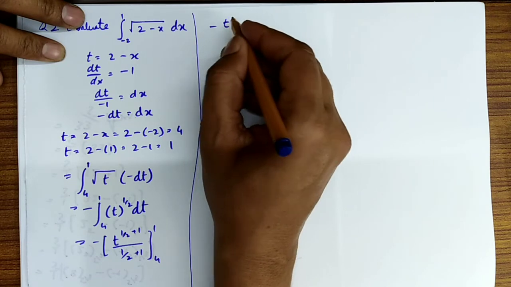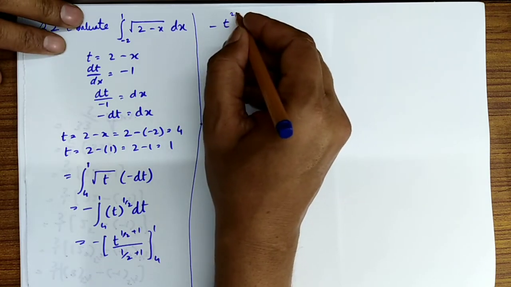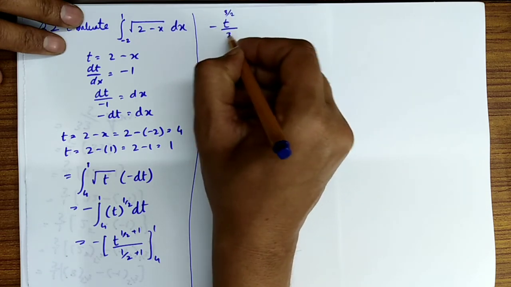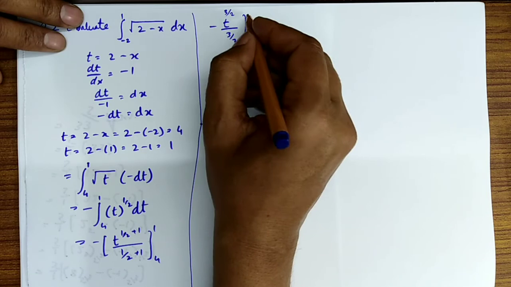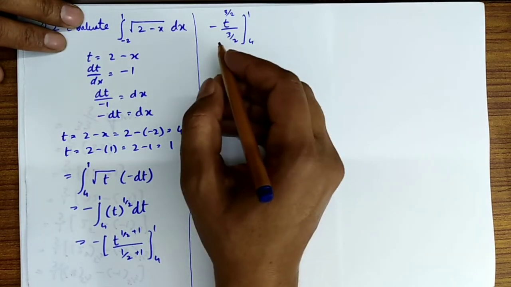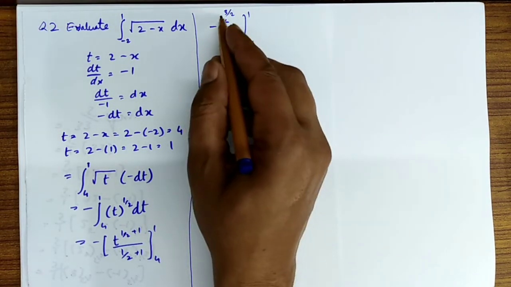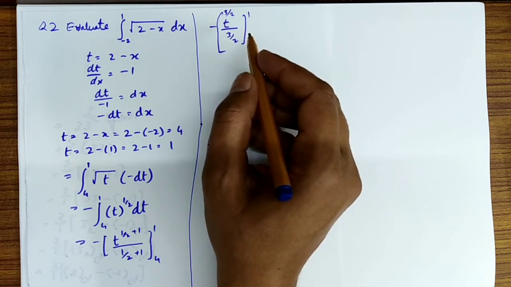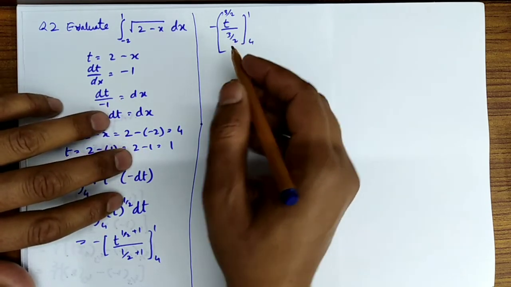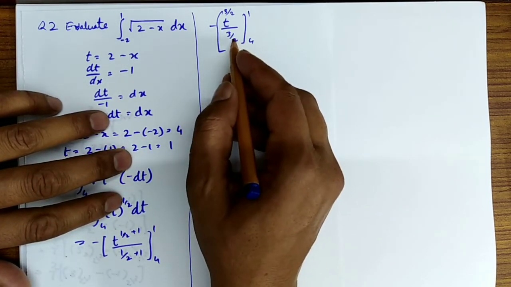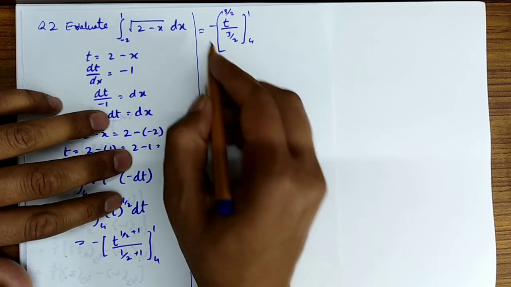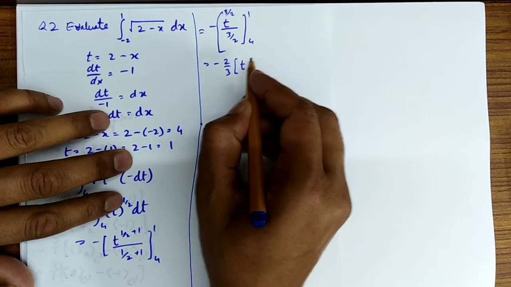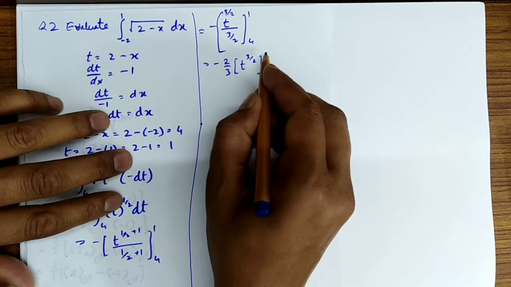Now solving for this, minus t power 3 upon 2, that will be 1 and 4. And in place of this, putting the values of the limits in the question, that will give me, take this 2 upon 3 into the numerator, that will give me minus 2 upon 3 and t power 3 upon 2, 1 and 4.